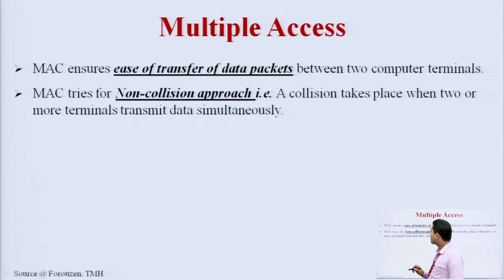MAC, multiple access control or medium access control, ensures the ease of transfer of data packets, frames or bit streams which are received at the receiver end. Yes, the sender is sending the data, but is the receiver able to receive it? This is assured by the MAC, which is the first part of the data link layer, between two components or two computer terminals. Similarly, we can say the data is received without any collision. If there is any collision of data, then the receiver will receive nothing. So this is a very important point to understand.